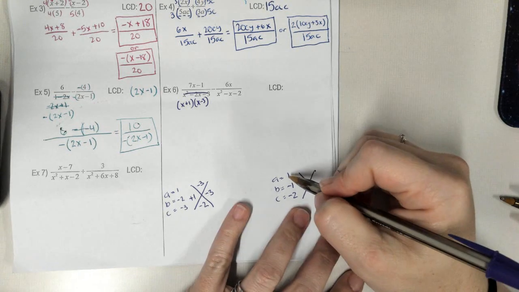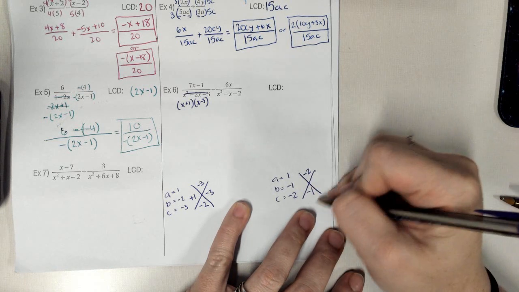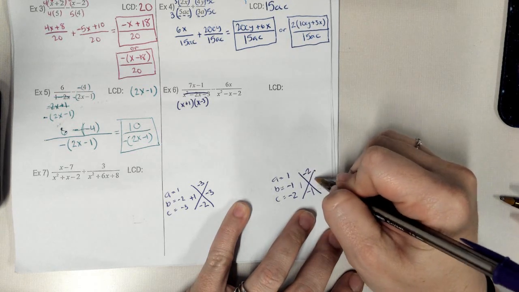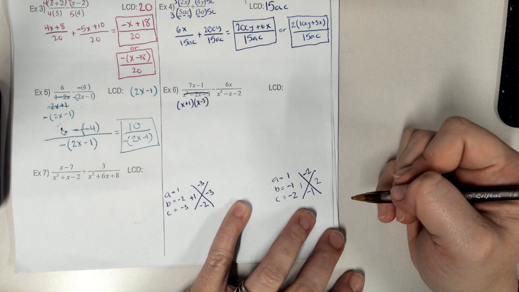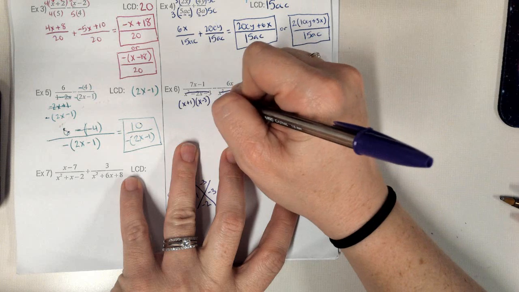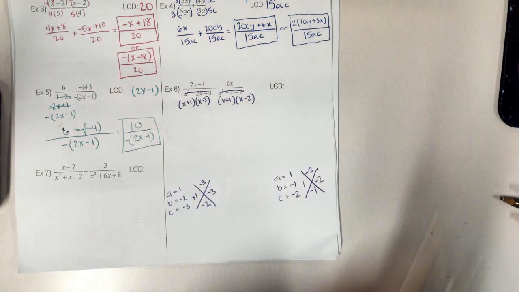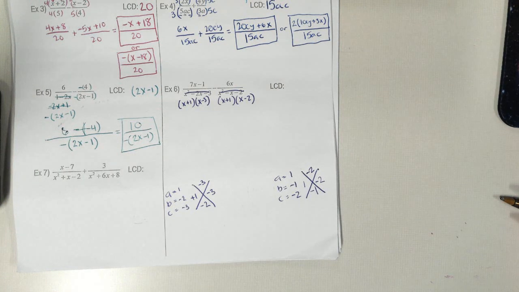Okay, here I have 1 times negative 2. And the reason I don't have to do the box is because a is 1, so all we had to do is this. Now 2 is prime, so it's 1 and 2. Which one of those is going to be negative? The 2. So this gives me x plus 1, x minus 2. Everybody okay with what I've done so far?